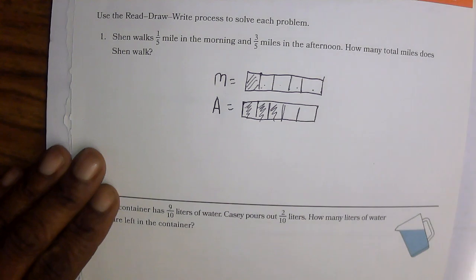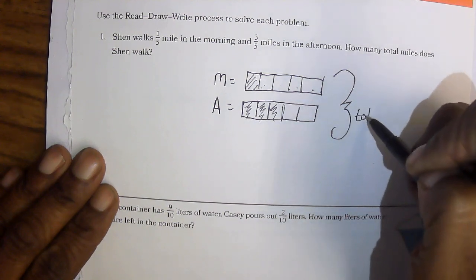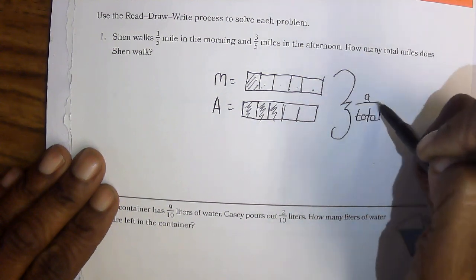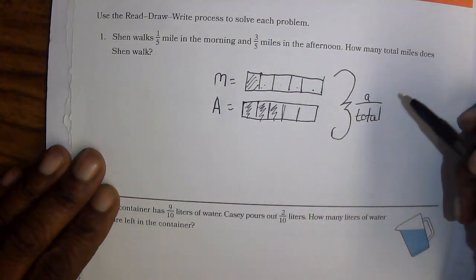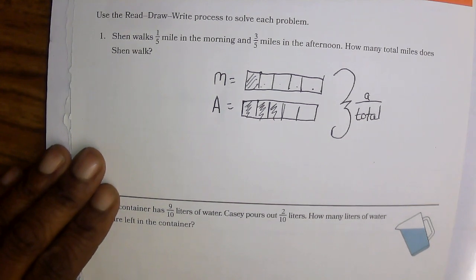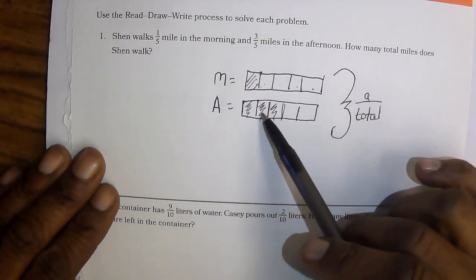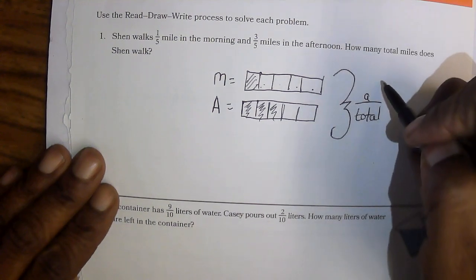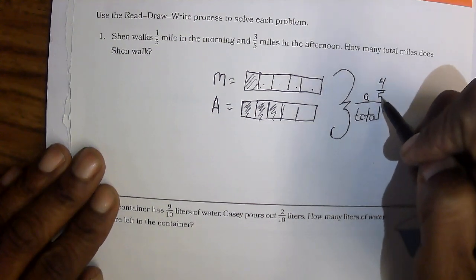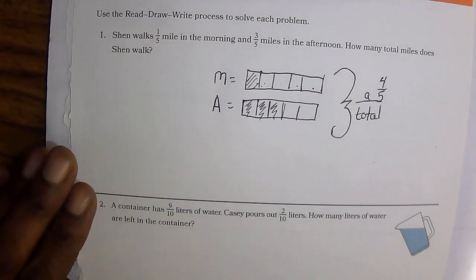How many total miles does Sheehan walk? Okay, so here we're looking for the total, and we're going to put a variable. This lets us know this is what we need to figure out. So I put a lowercase a, that's unknown, or they can put the first letter of their first name. Okay, so I'm just going to add it up. 1/5, 2/5, 3/5, 4/5. So my answer is 4/5. That was the total number of miles that Sheehan walked.